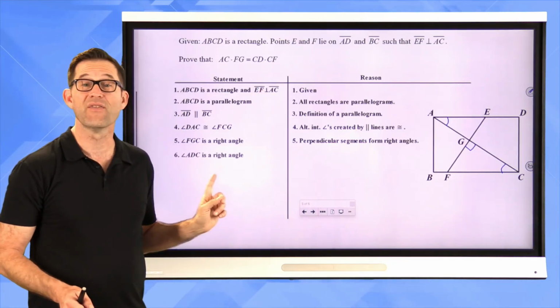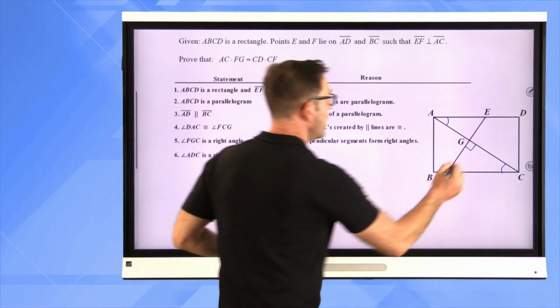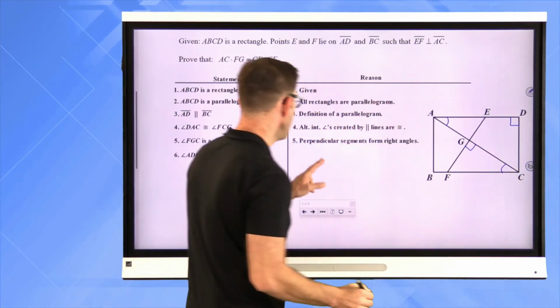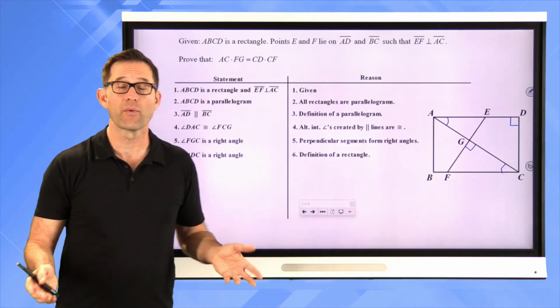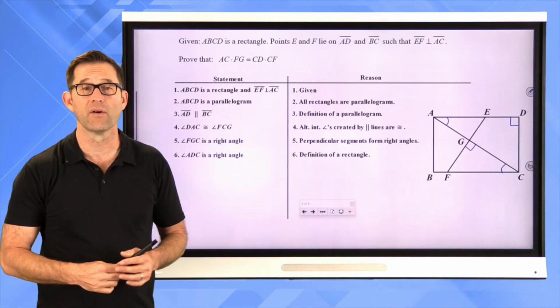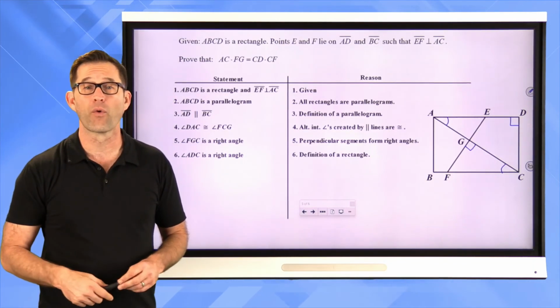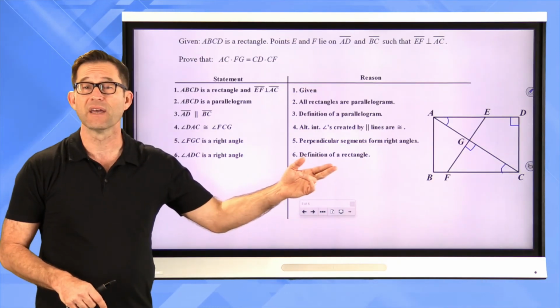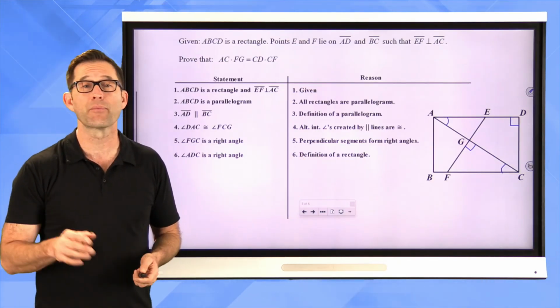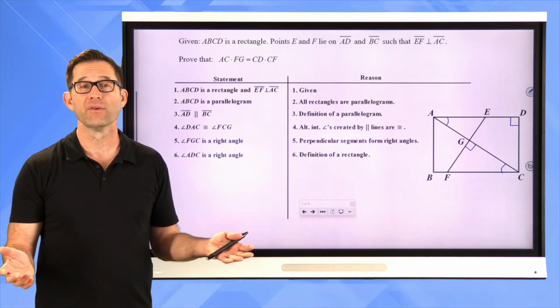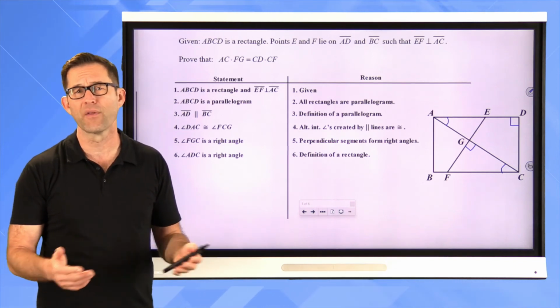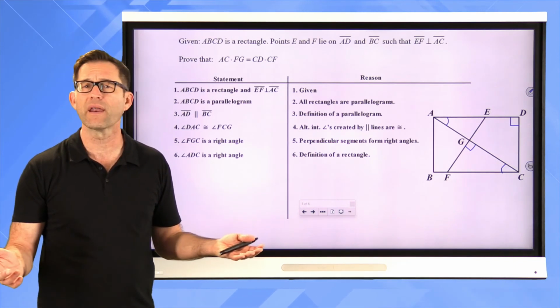But I can also say that ADC is a right angle. That's my right angle here. And that's simply because of the definition of a rectangle. Remember, the definition of a rectangle is that it's a quadrilateral with four right angles. Again, instead of saying definition of a rectangle here, it's totally appropriate to just say all the angles of a rectangle are 90 degrees, or all the angles of a rectangle are right angles.